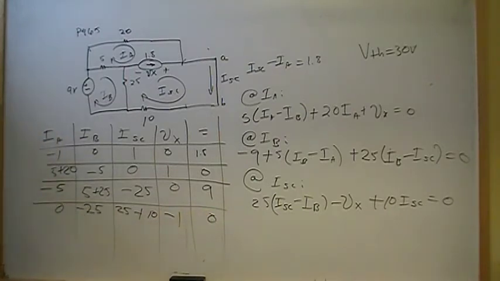So now we're going to input this information into our simultaneous equation solver. We have 4 equations and 4 unknowns, so we have negative 1, 0, 1, 0, and 1.8. Then we have 5 plus 20, negative 5, 0, 1, and 0. Negative 5, 5 plus 25, negative 25, 0, and 9. 0, negative 25, 25 plus 10, negative 1, and 0. Solve.